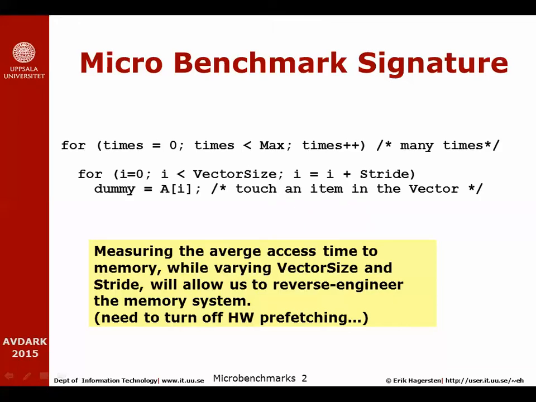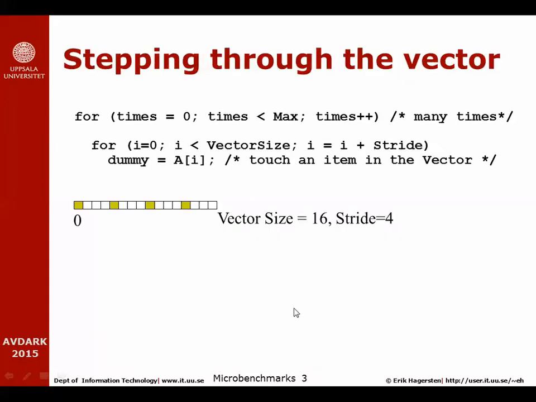However, in order for this to work well, we have to turn off the hardware prefetching. As you may recall, the hardware prefetcher looks at the access pattern that we do, and if it's a very regular access pattern, typically, for example, strides, then the hardware prefetcher is going to outsmart us and always make sure that we're going to find whatever we're looking for in the cache. So here we assume that the hardware prefetcher has been turned off.